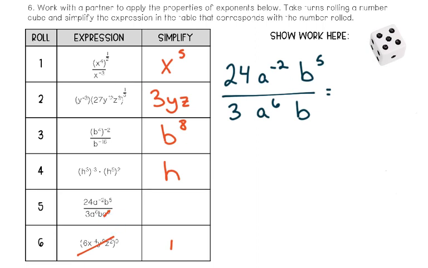And then we're going to go ahead and start by doing the easiest thing next, 24 divided by 3, which is 8. Now we'll go ahead and keep that. Next, let's look at the a's. A to the power of 6 is on the bottom, and the exponent's positive, so it's good there. However, this one is not. So move that to the bottom, and it's to the power of 2.